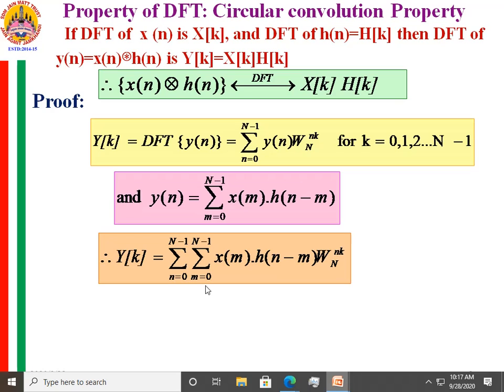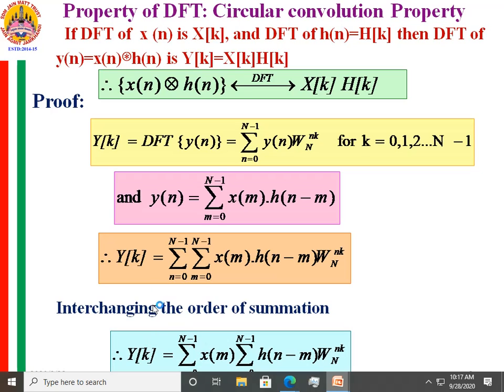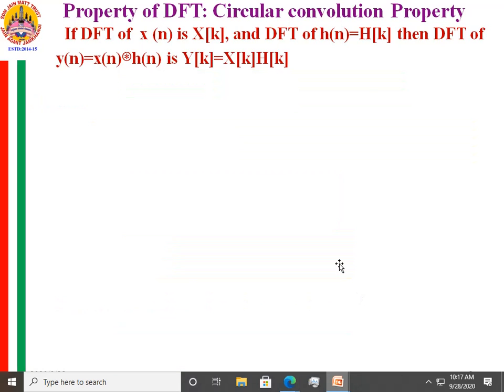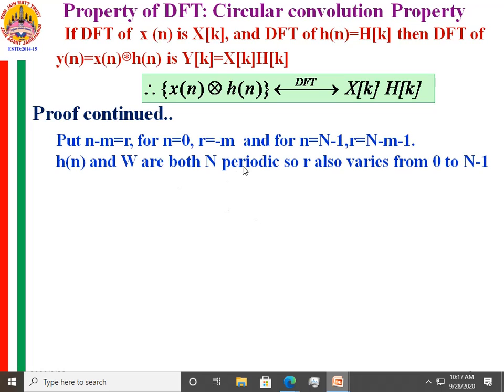Now what is our observation? This x of m is not a variable in n. The variables in n are only these two terms. So what we do is we interchange the order of this summation. So interchanging this order of summation, we can rewrite this expression as Y of k is equal to summation m from 0 to N minus 1 x of m and summation n from 0 to N minus 1 h of n minus m into W raised to nk. Now we are continuing this proof.